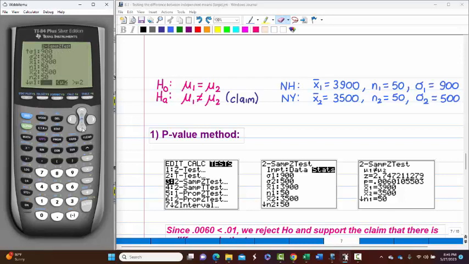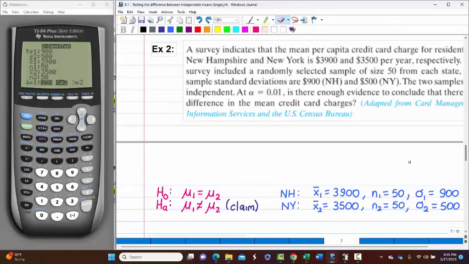I guess I didn't read the rest of the problem out there, did I? At 0.01 alpha, is there enough evidence to conclude that there's a difference in the mean credit card charges? So if it just says difference, that means not equal. Don't read too much into this. Don't think of it as, does difference mean more? It means less? No, difference means either way, more or less. So difference means not equal, and that's the claim. So the claim is the Ha. If we're going to support that claim, we're going to need to reject that H0.